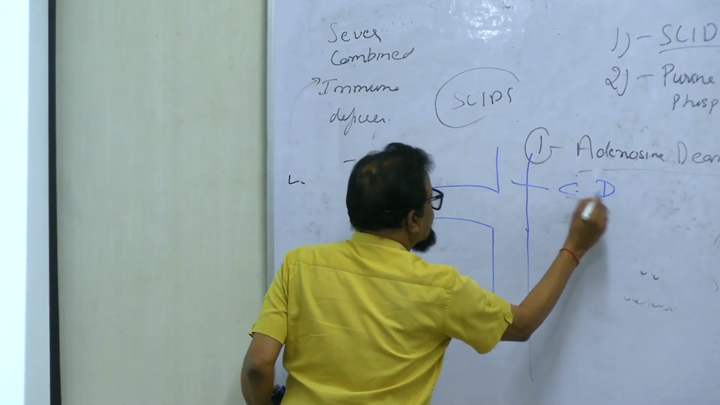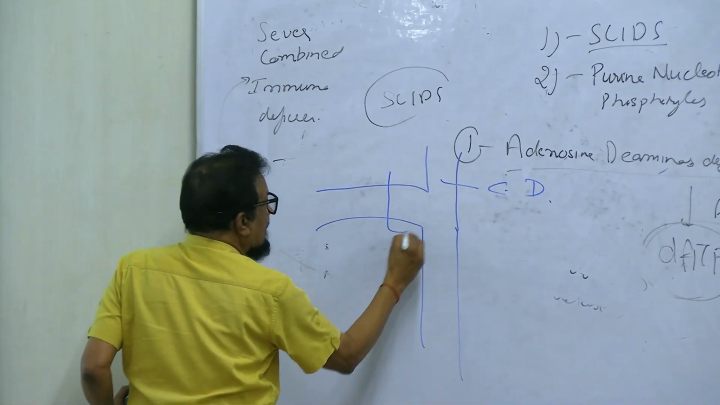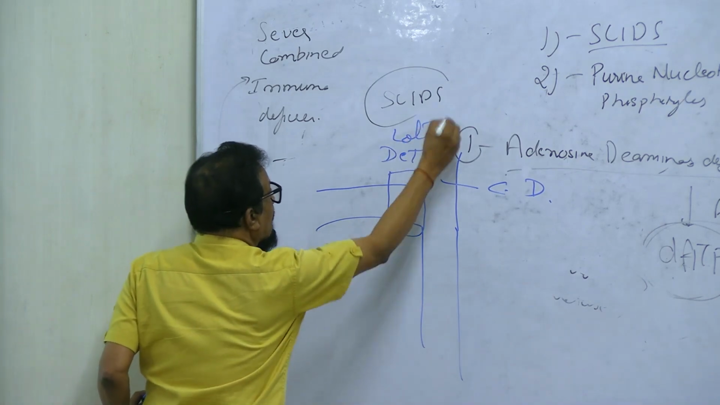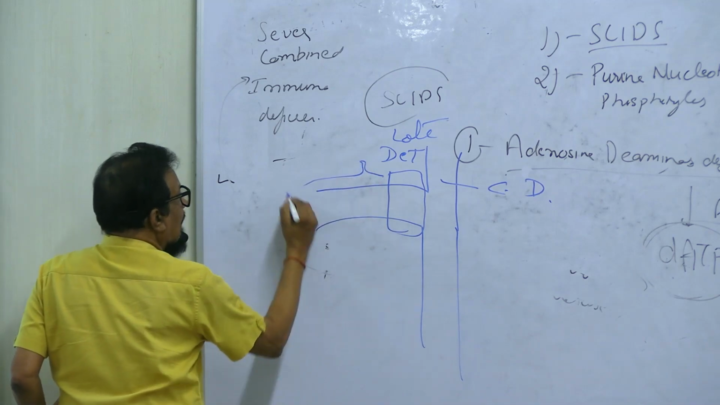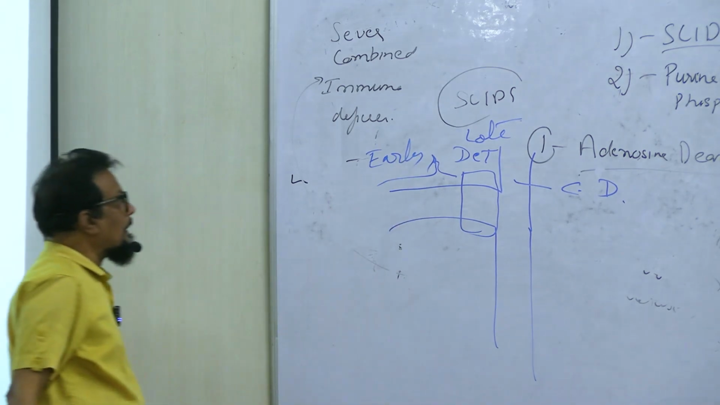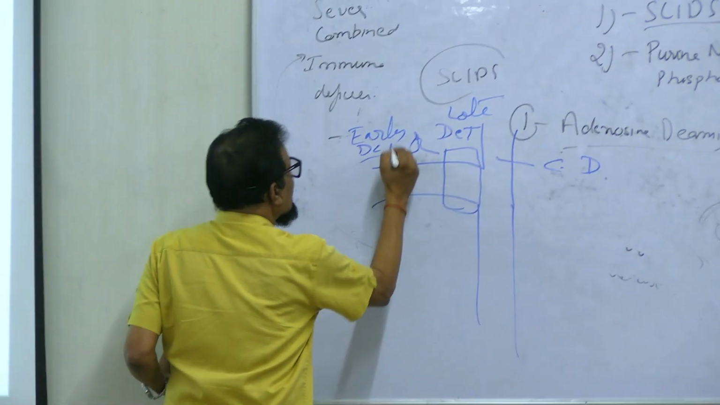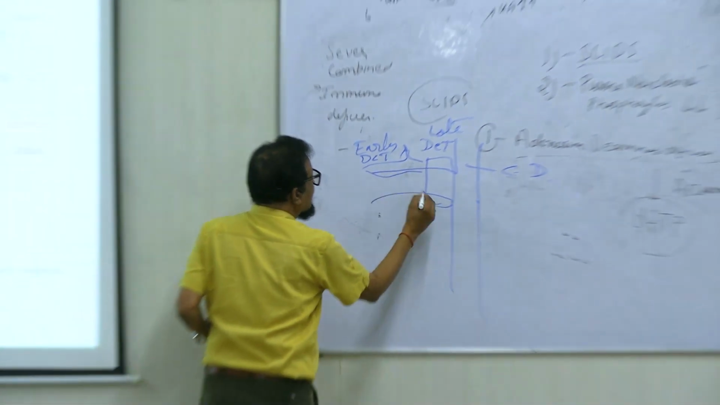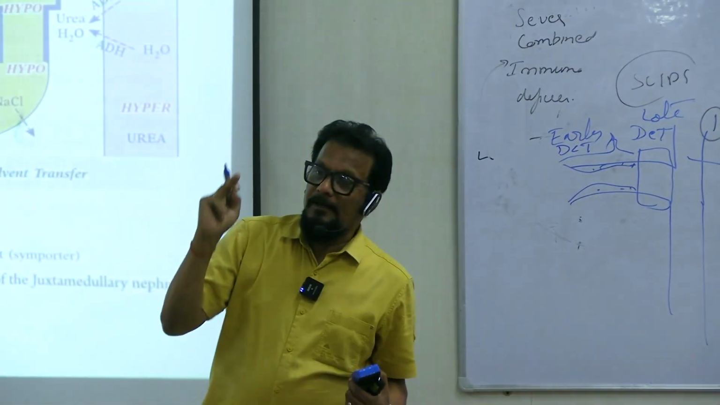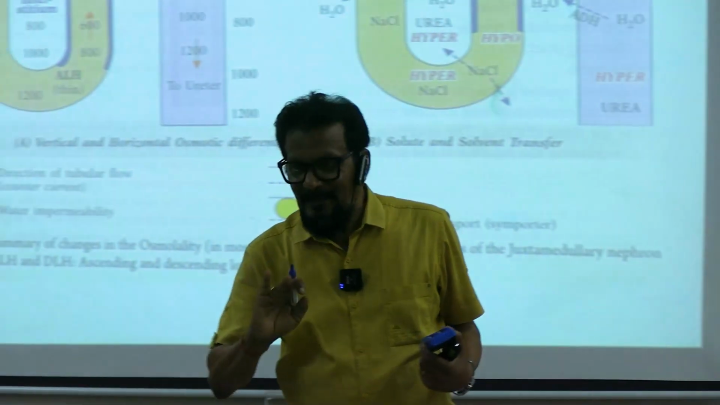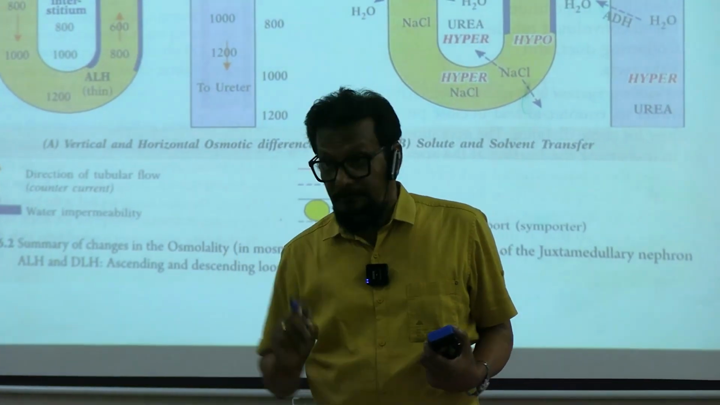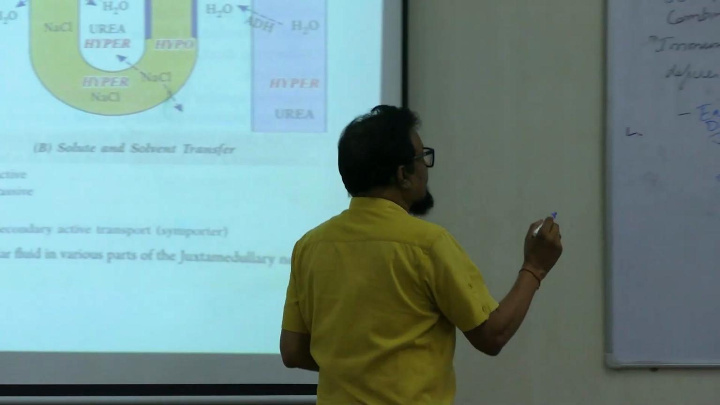Collecting duct. This is the late part of the DCT, the later part, and this is the early part, the initial part of the DCT. These epithelial cells of this part are not responsive to aldosterone. They don't have any receptor for aldosterone. But this part is having the role.